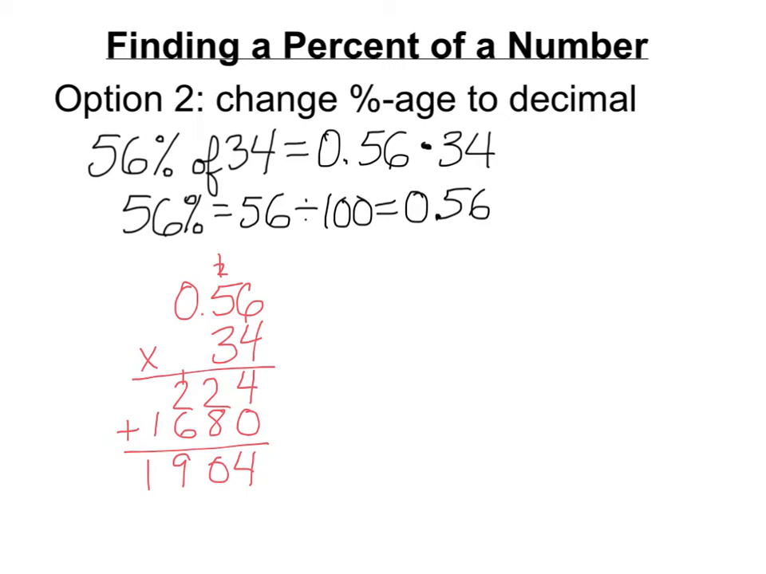But remember that since this has 2 decimal places, and this has none, that means my answer needs to have a grand total of 2 decimal places. So the answer is 19.04, which of course matches what we got in option 1.